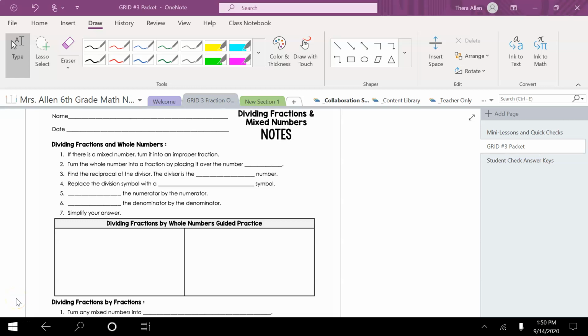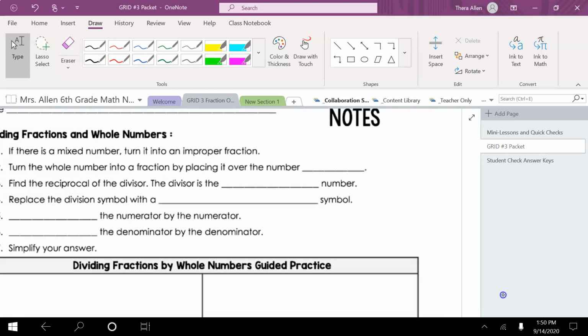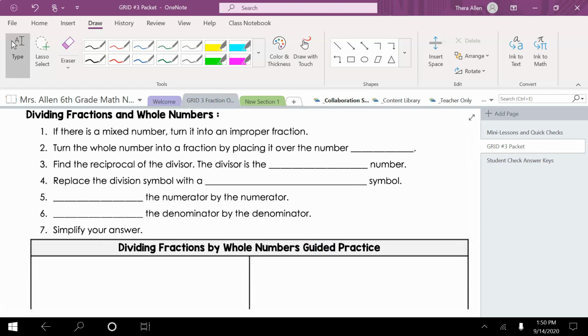This is going to be a very quick review of dividing fractions and whole numbers, and then a quick topic of dividing fractions by fractions, which you already know how to do now. All right, if there is a mixed number, we must turn it into an improper fraction. Turn the whole number into a fraction by placing the number over 1.